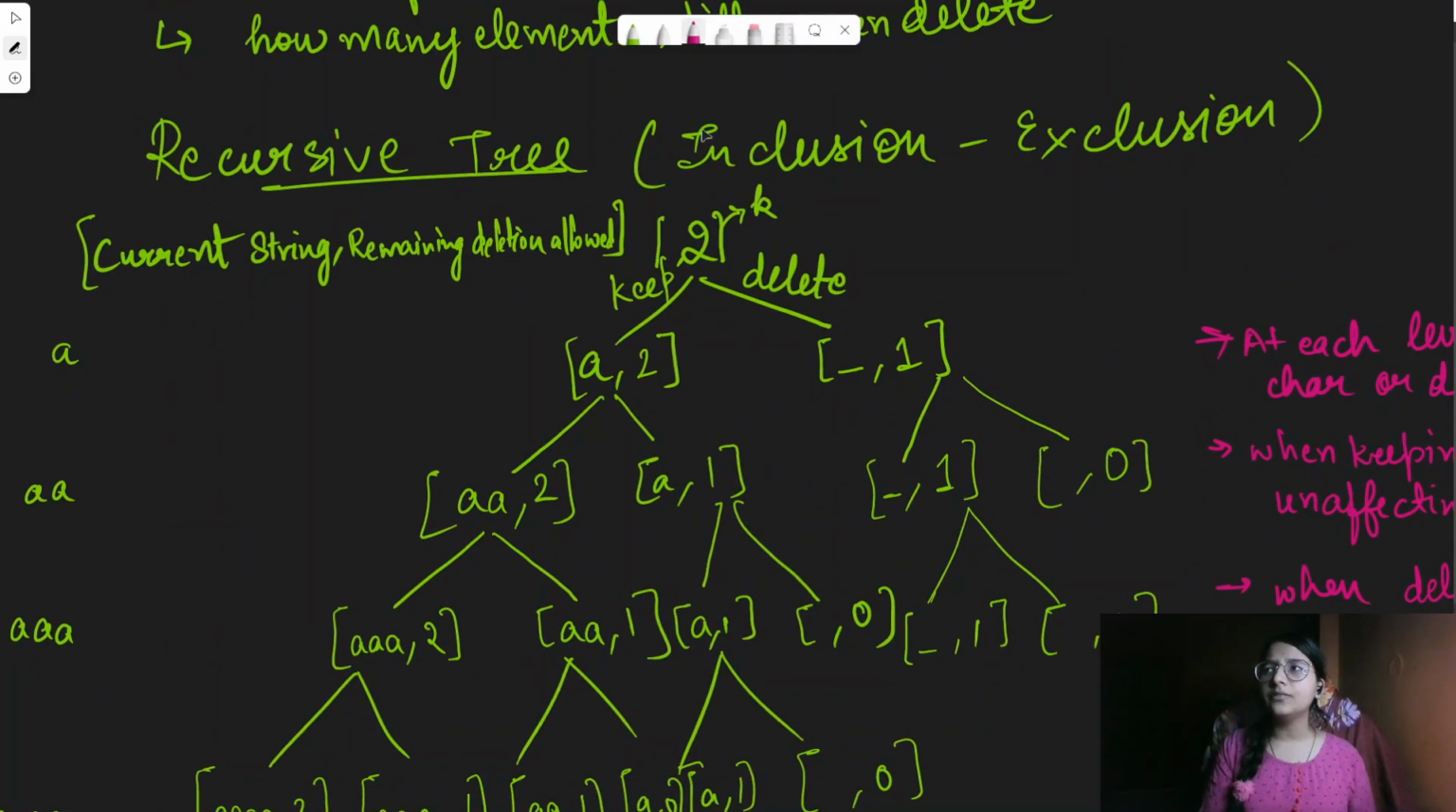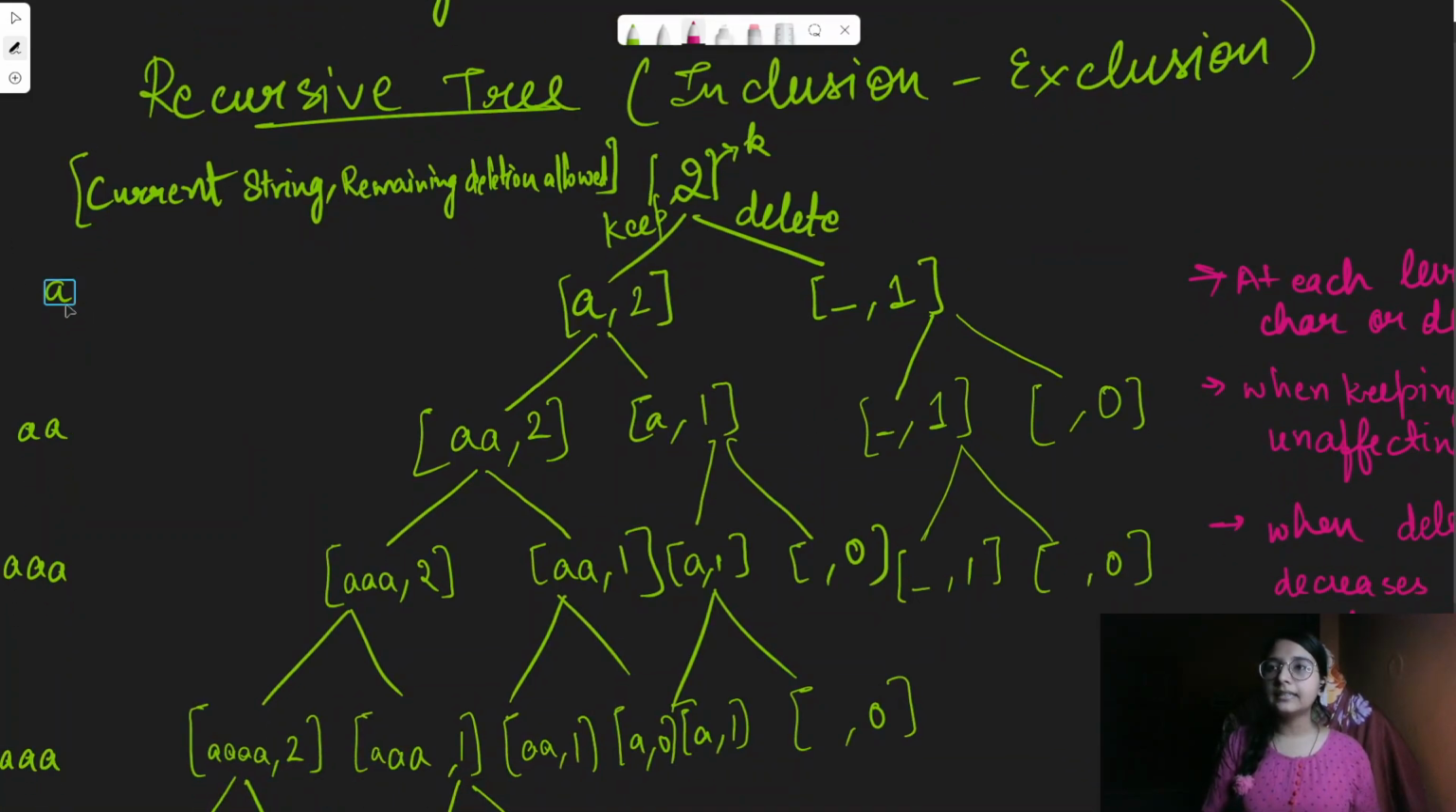Here is the recursive tree, which is about inclusion and exclusion only. We take the current string and the remaining string. As it is about inclusion and exclusion, first we keep and then we delete. That's why this recursive solution will become a 2 raised to power n solution, where n simply refers to the length of the string. Now first we are taking this a, so our k would remain as it is because we are not deleting anything. And if we are not taking it, our k will become k-1, because we are not taking it.